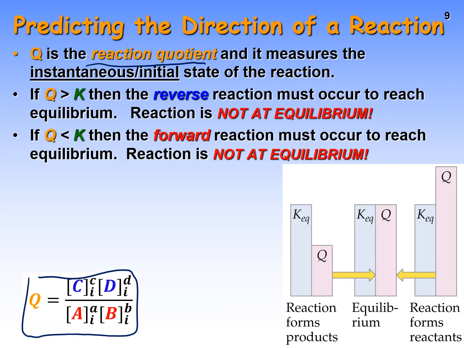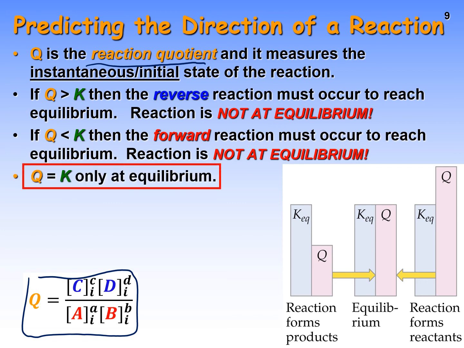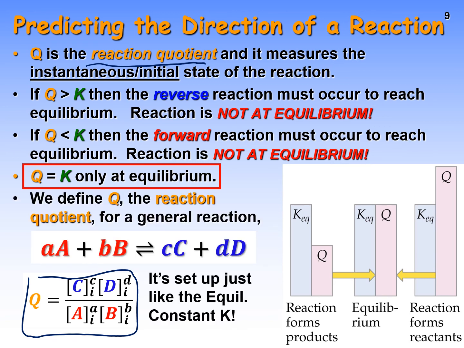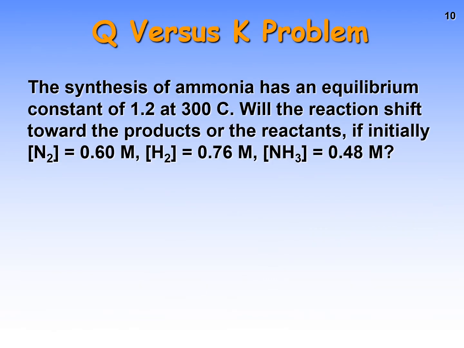If Q is less than K, then we need the forward reaction to occur to reach equilibrium. Again, the reaction is not at equilibrium yet. This means we're shifting towards the products. And if Q is equal to K, then we are at equilibrium and everything's good. Again, Q is calculated the same way we calculate our equilibrium constant, except using initial concentrations or concentrations we know aren't at equilibrium, or don't know if they're at equilibrium one way or the other. So let's do a problem with this.